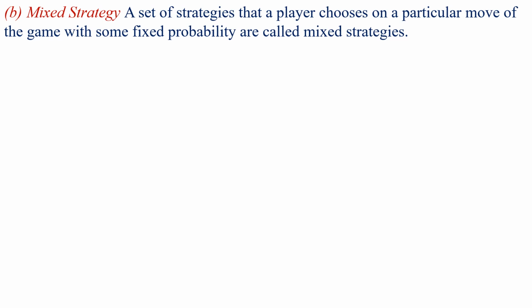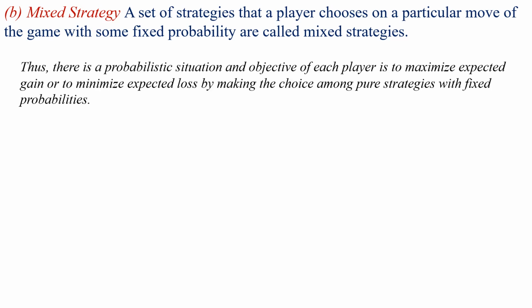Next, mixed strategy. A set of strategies that a player chooses on a particular move of the game with some fixed probability is called a mixed strategy. So there is a probabilistic situation, and the objective of each player is to maximize expected gain or to minimize expected loss by making the choice among pure strategies with fixed probabilities.